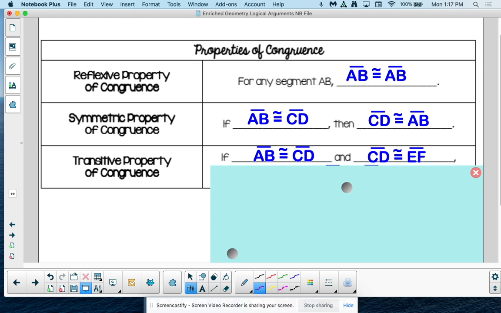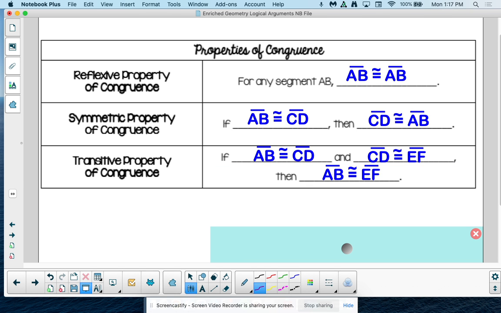Now the transitive property says if segment AB is congruent to segment CD and segment CD is congruent to segment EF, what two things would be equal? AB and EF. Yeah, because they're equal to the same thing, right? That's the transitive property.